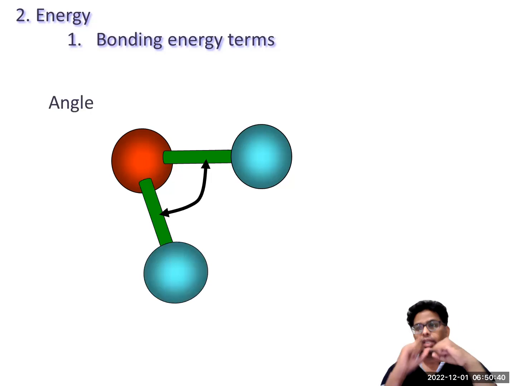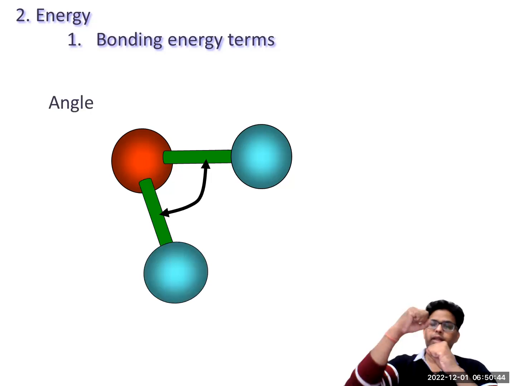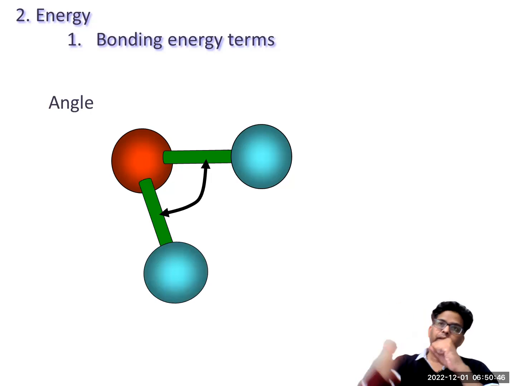So that's a bond. Now the bond angle. Suppose there are two atoms, so definitely they have an interaction through a bond. If there is a third atom, then there is some angle between them, so that's a bond angle.